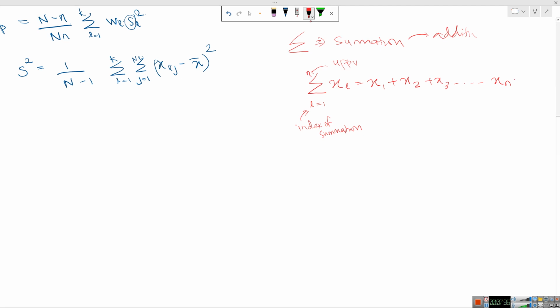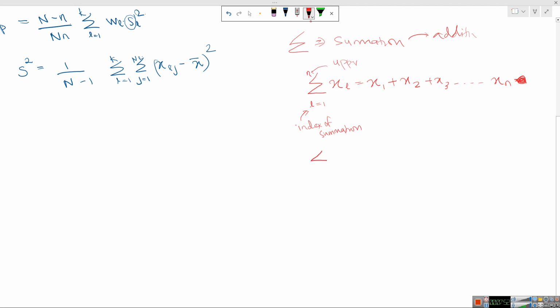So this can be written as the individual addition of each term when we substitute the values for i from 1 to n. Otherwise we can write it this way also. Okay, I will just explain this one later.